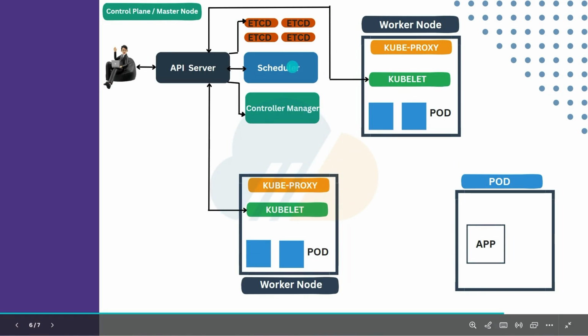Now, the controller manager starts watching everything. It makes sure your app starts correctly, and if it crashes, it restarts it. If something goes wrong, it fixes it. Now, etcd is like a notebook for Kubernetes. It stores what apps are running, where they are running, and what configuration they need. So, if Kubernetes restarts or crashes, etcd helps it remember everything.